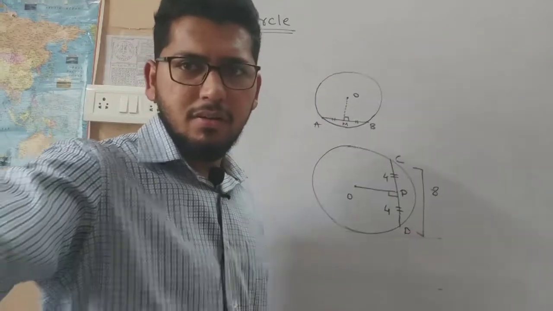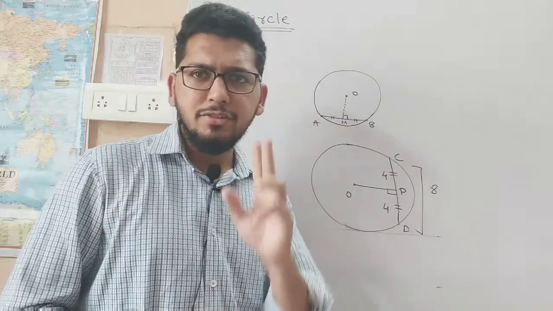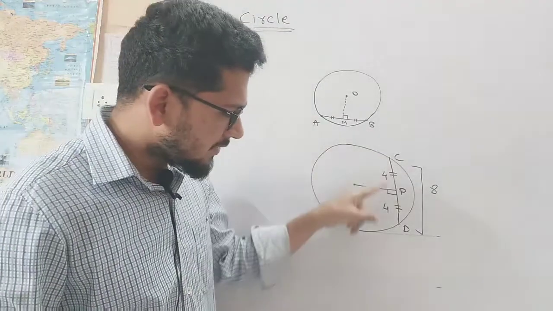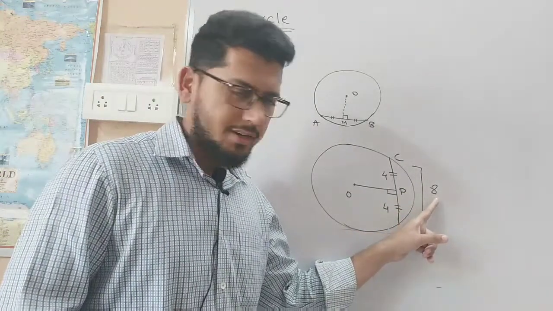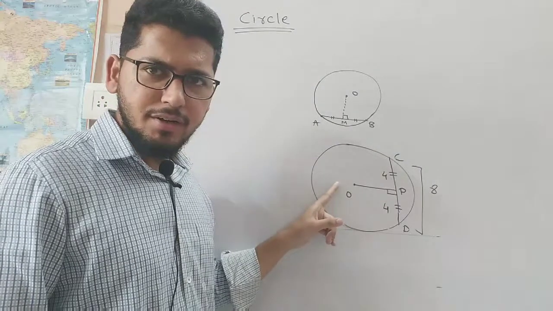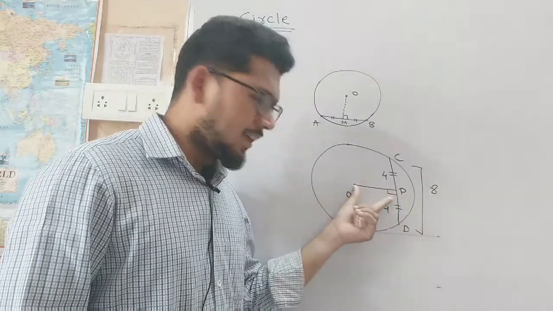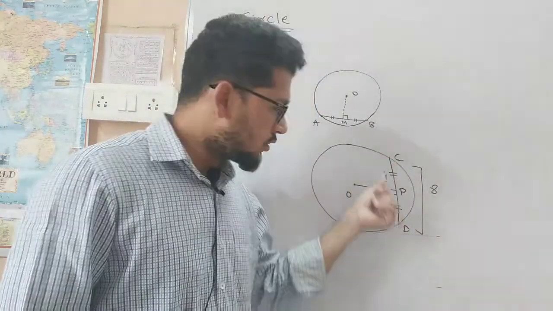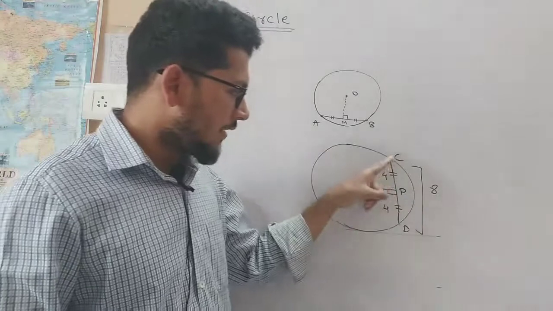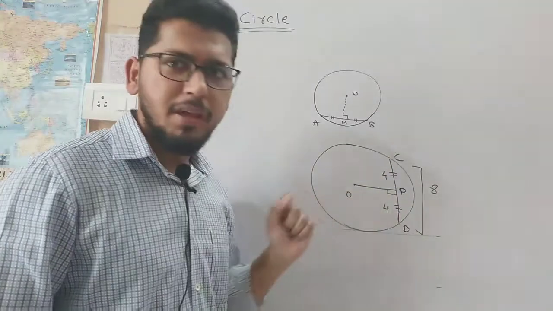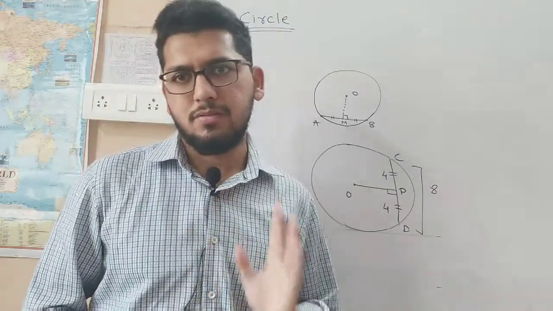Again I am explaining here, listen everyone. Bisection is nothing but dividing the segment into two equal parts. Suppose I have a chord CD of magnitude 8 units, and I draw the distance from the center to the chord. This segment will divide the chord into two equal parts, like CP and PD. So if CD is 8 centimeter, then CP will be 4 and PD will be 4. This is the property of the distance from the center to the chord.